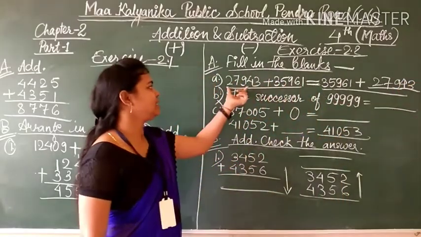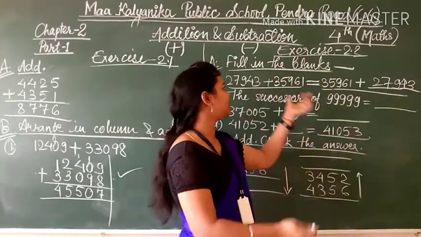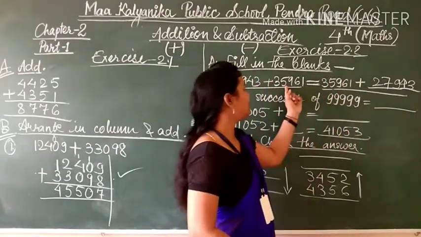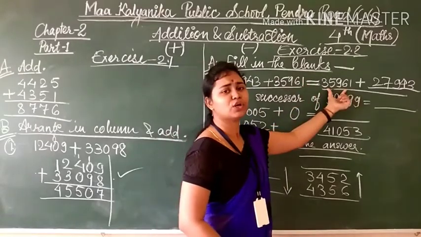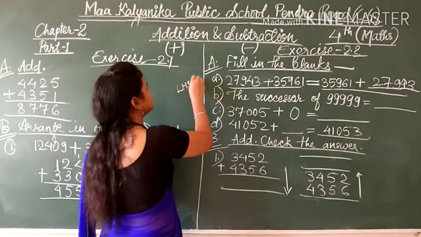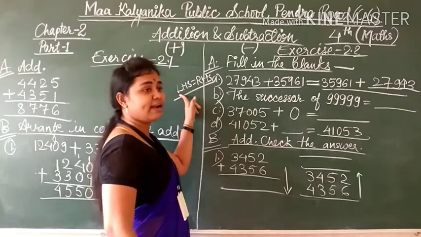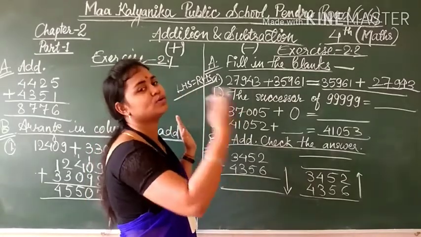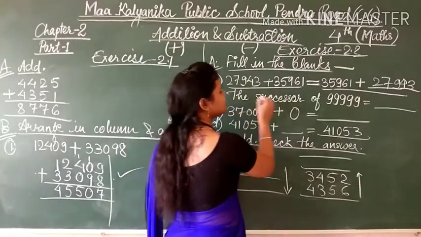27,943. So students, see here, this number and this number are the same on both sides, left hand side and right hand side. Plus sign is there and then equal sign is there. So in this, the number is also the same. In this question you have to learn LHS is equal to RHS. What is LHS and RHS? Left hand side of the equal sign is equal to the right hand side. The calculation is the same.